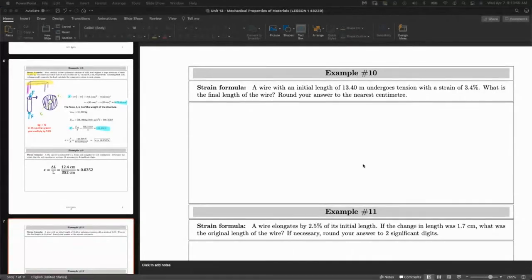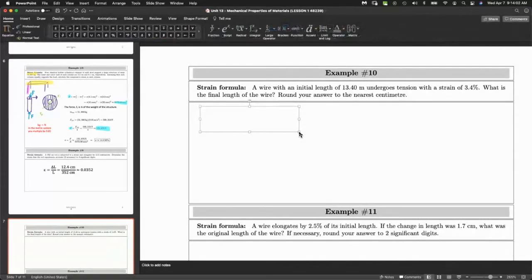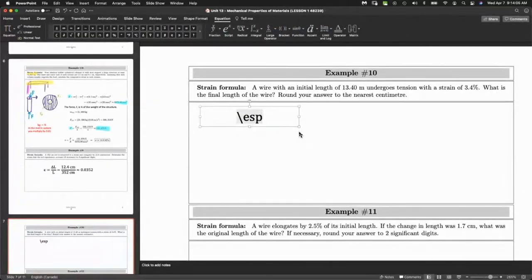I'll talk about it right now, Jai. Sorry. So it says here that we have an initial length of that, and the tension gives us a strain of that. What is the final length of the wire? I'm just going to write the formula, and we'll see what we can do with this together. So we have here strain is equal to delta L over L. The strain is 3.4%. You can put a percent, but you're better off making it a decimal.